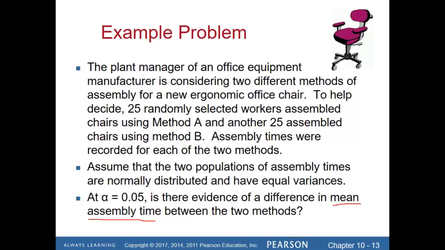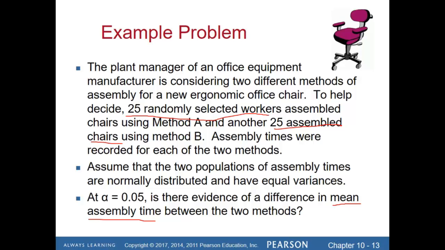We have got two different randomly selected samples of workers, which are going to give us two different samples of assembly times. We're not told that there's any connection between the workers who are using method A and the workers who are using method B. So even though we've got 25 in each group, we don't have a way to match up a worker from one group with a worker from another group. And so we can assume then that these are independent samples as opposed to paired samples.